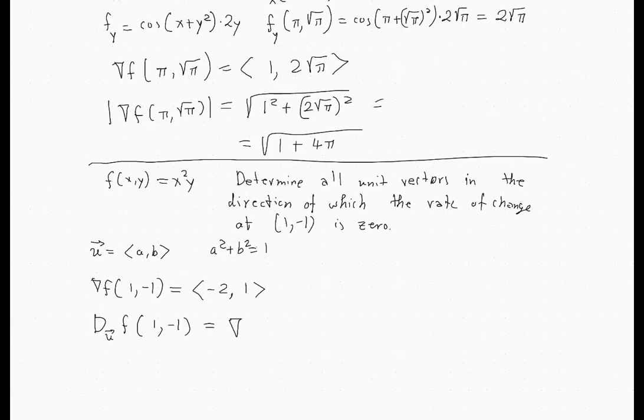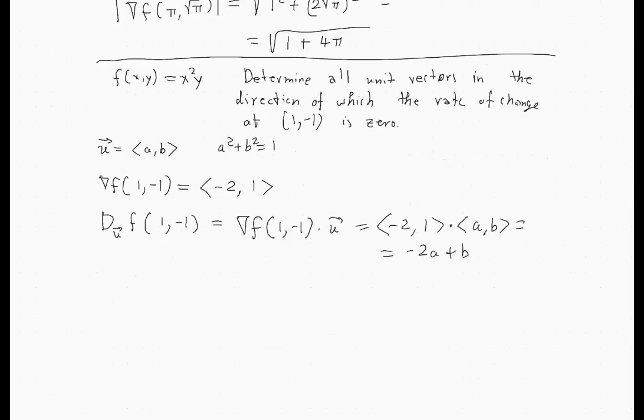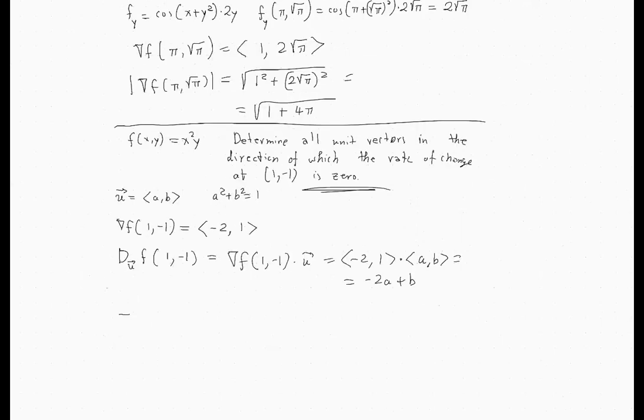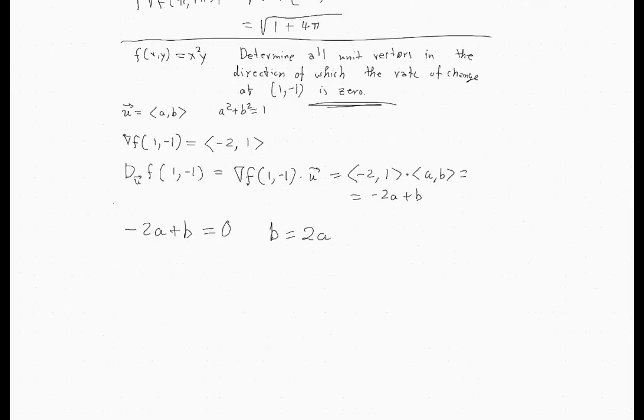So that is going to be -2, 1 dot AB, and this is -2A plus B. So pretty much what you want here is this rate of change to be equal to 0. That's what we asked for. So you want -2A plus B to be equal to 0, which means that B is equal to 2A. Okay, so now the question is, how do you find numbers A, B so that A squared plus B squared is equal to 1 and B is equal to 2A?